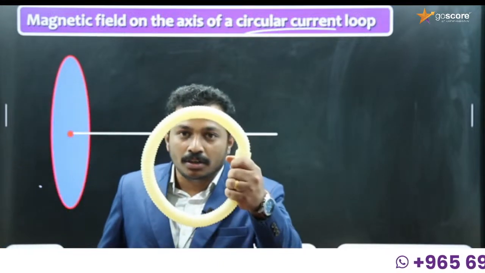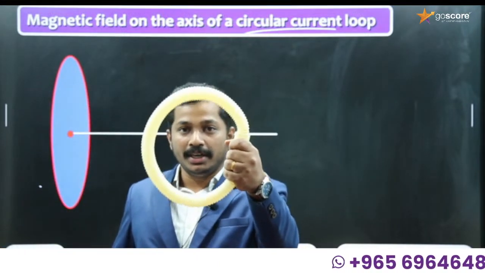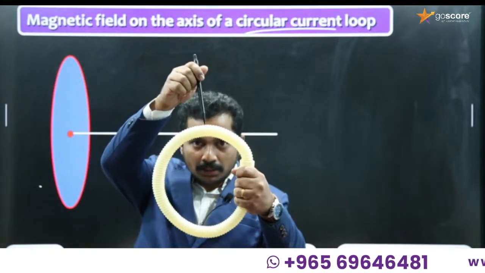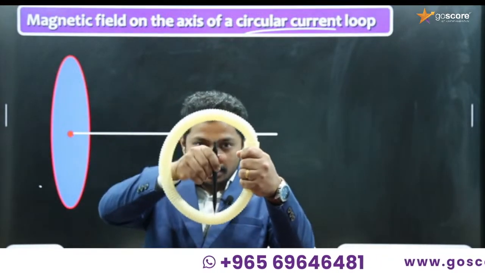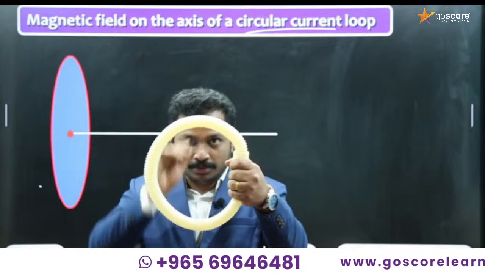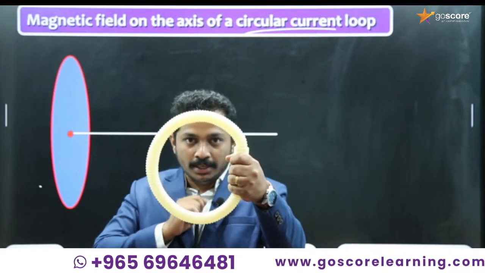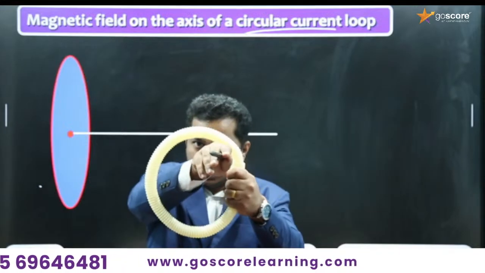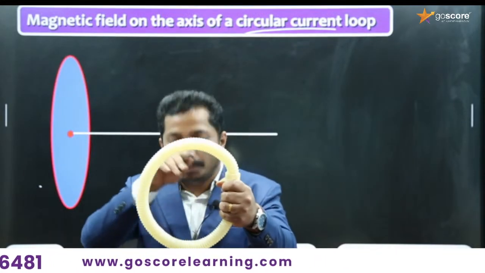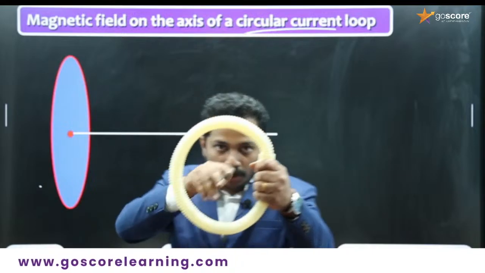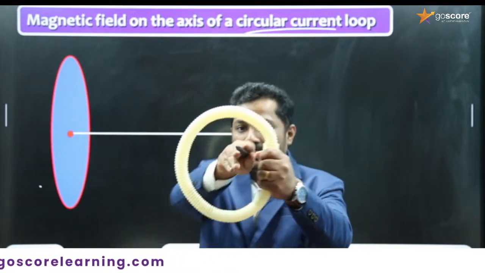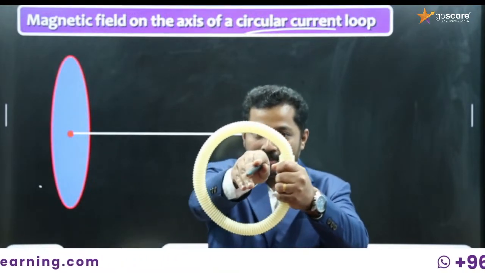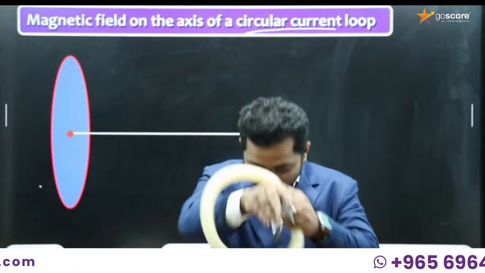So what is the axis of this circular current loop? Any idea? A line passes through this point. This is the axis. It is a line which passes through the center and which is perpendicular to the plane of the loop. So for this circular current loop, if my hand is the axis, this will be the axis of the circular current loop.